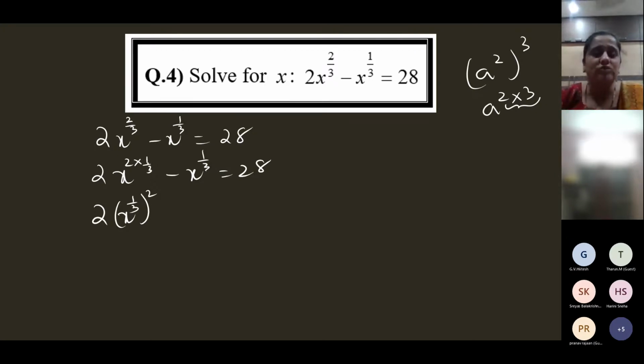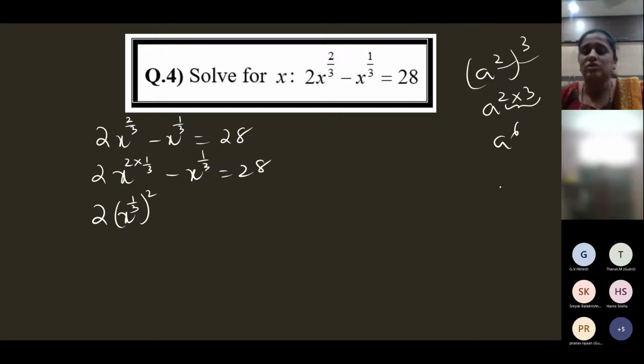So 2 into 1 by 3 means you can write it as x to the power 1 by 3, the whole square. This is a case where you will multiply the powers. See, this is the example: a square the whole cube. How will you proceed? A to the power 2 into 3, so a to the power 6. In the same way here.